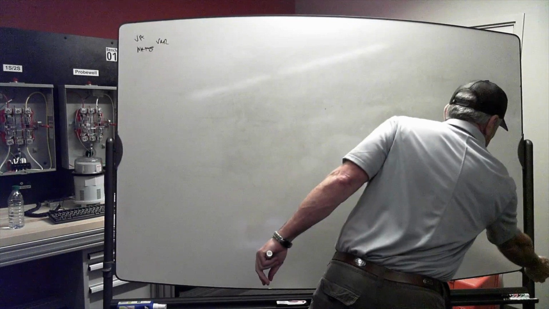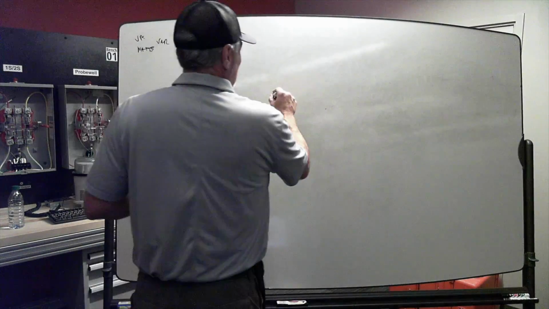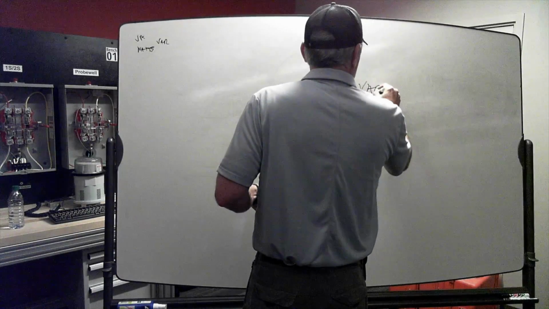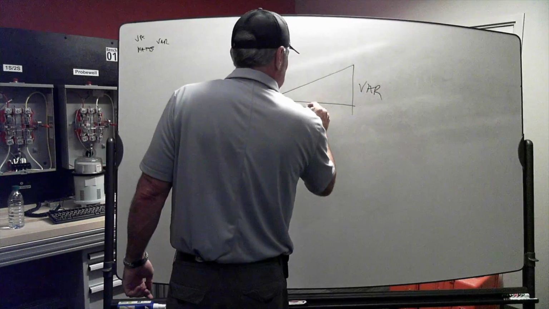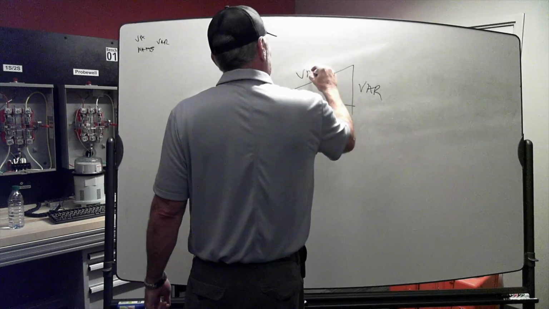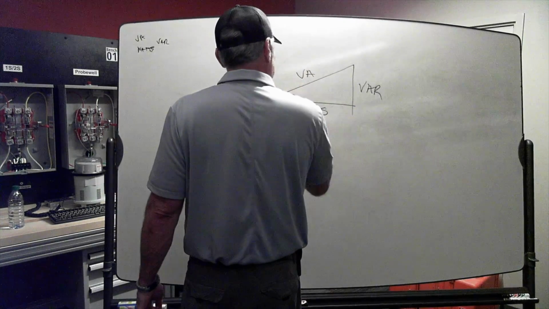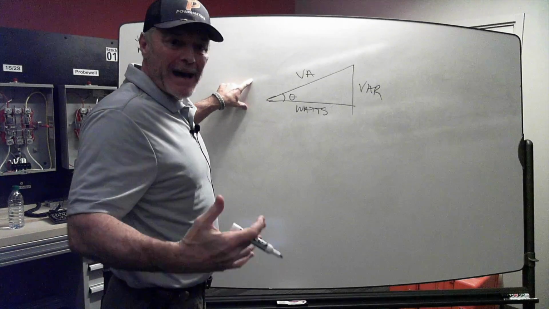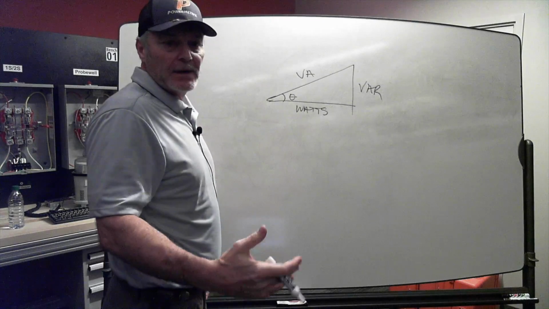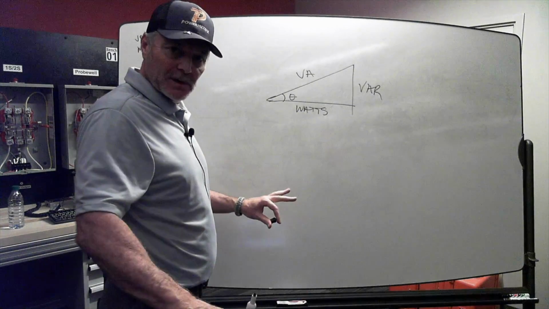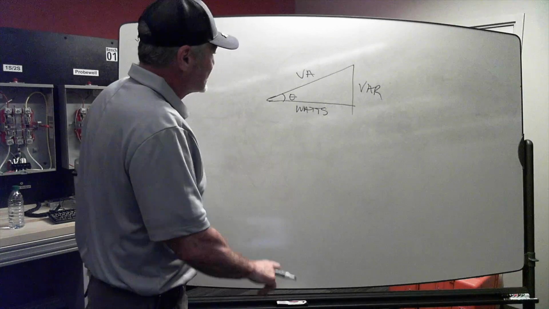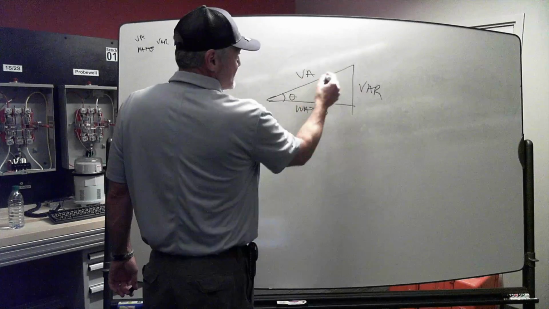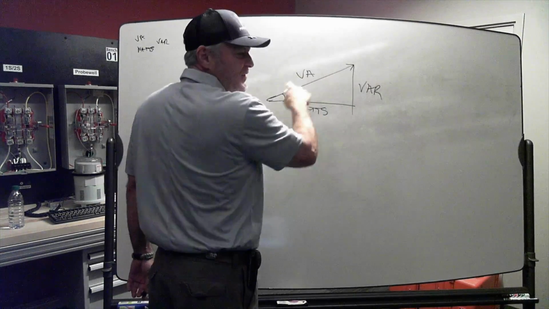All right. Now that we've mentioned VARs, we've got VARs over here, watts down here, and our VA up here. And here's that theta that we've talked about. Here's the relationship, and you've heard people mention the power triangle before. We don't have to get all crazy about this. We can keep it simple because this is basic meter math. I've got VARs over here, my watts here, and this is my total.